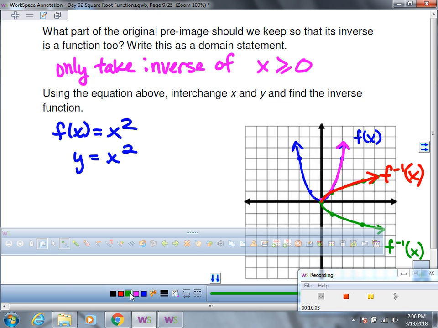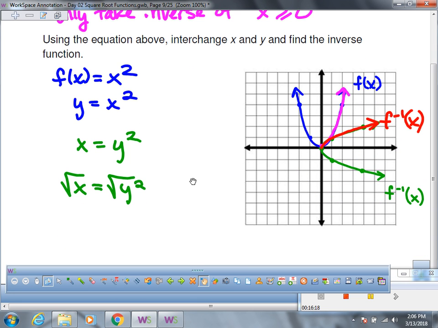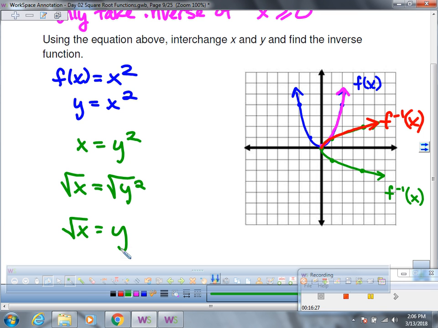If I take the inverse of that, I get x equals y squared. In order to get rid of the square and solve for y, I need a square root, which gives me my newest member of the family, the square root function. Isn't it cute? It's our new function.